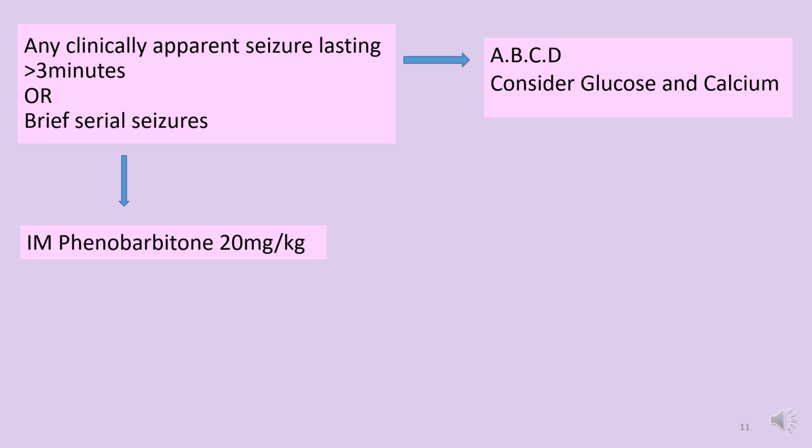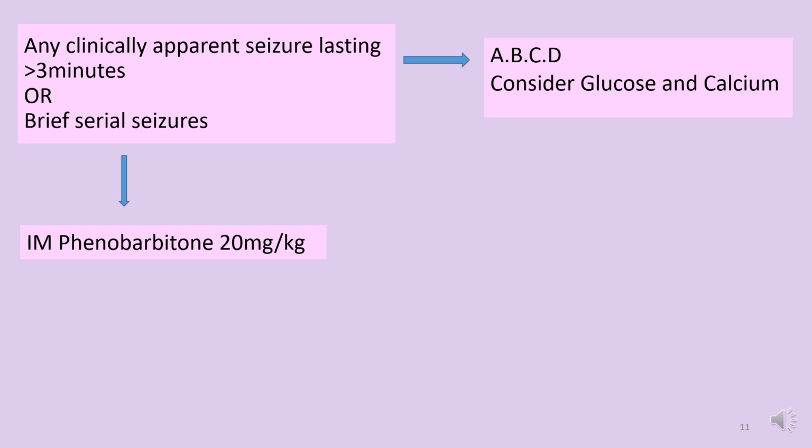So in this neonate who is convulsing for more than 3 minutes, or they're having short repetitive convulsions, they are given IM phenobarbital. The dose is 20 milligrams per kg. Please note, as you can see, we do not use diazepam to control seizures in neonates. The drug of choice for seizure control in neonates is phenobarbital, and the loading dose is 20 milligrams per kg. Please do not be afraid to give 20 milligrams per kg because it may look so much. For example, if a neonate is 3 kilos, that would mean 60 milligrams.